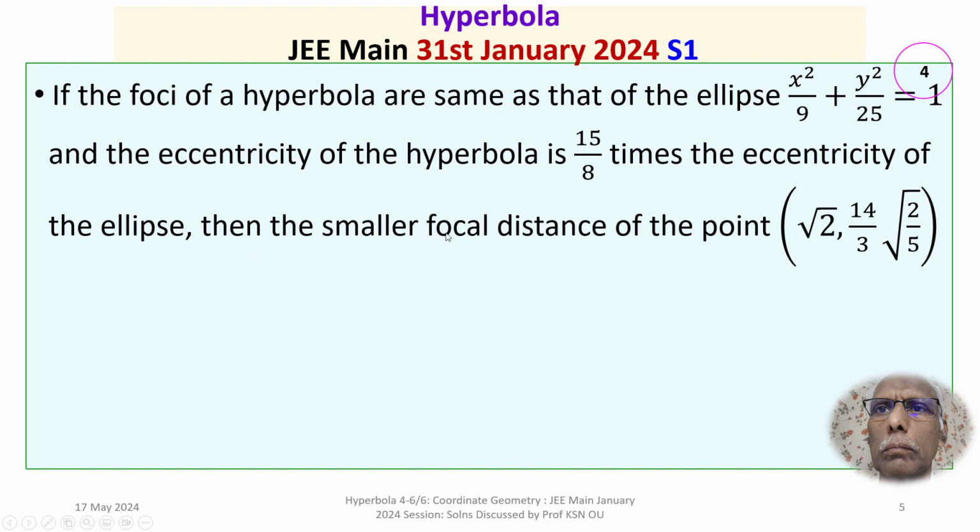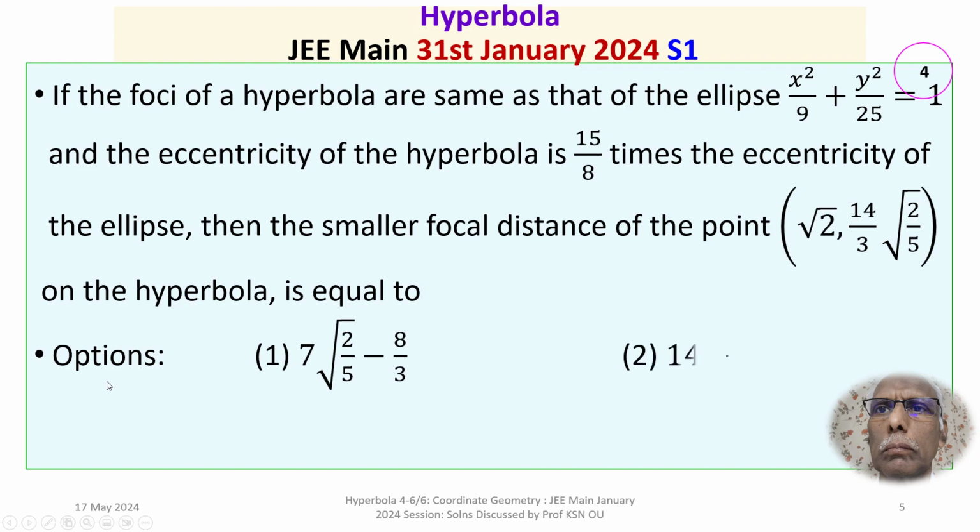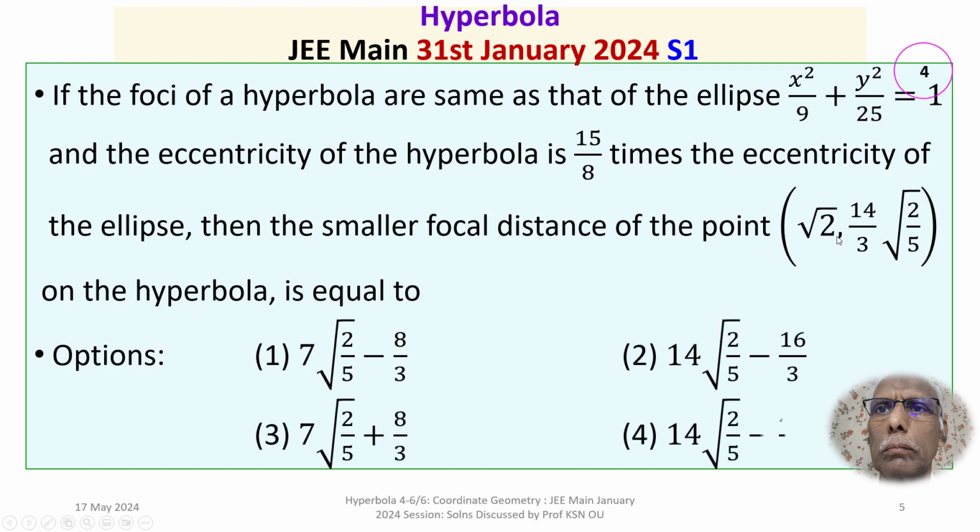Then the smaller focal distance of the point with coordinates root 2 comma 14 by 3 multiplied by under the square root of 2 by 5 on the hyperbola is equal to, we are given 4 options. We are given a point on the hyperbola, and we are required to find the smaller focal distance of this point.